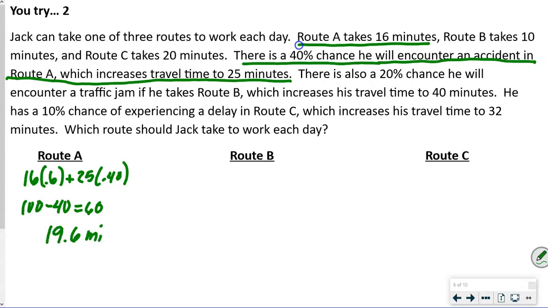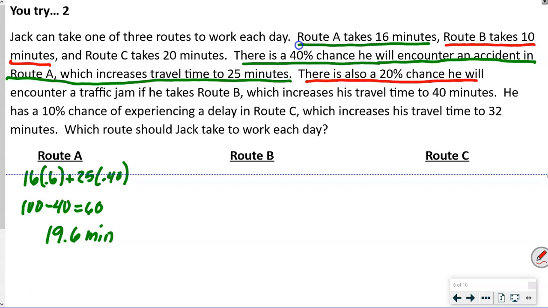Okay. Now, if you haven't done one of these yet, go ahead and pause here and do Route B and C. Okay. So then we got Route B here. 20 minutes there, and 20% chance he will encounter traffic if he takes Route B, which increases travel time to 40 minutes, okay?